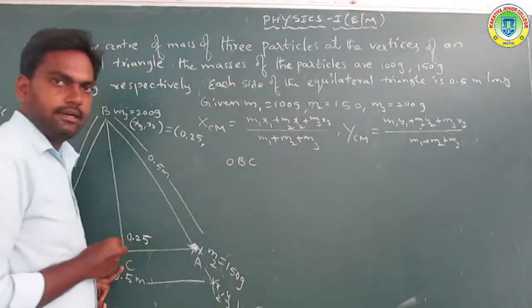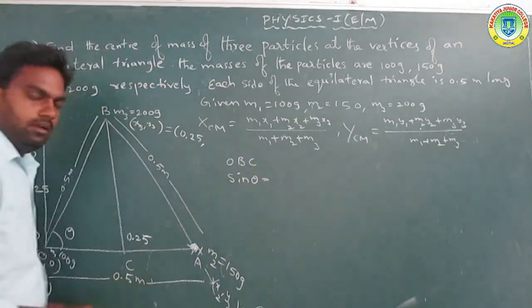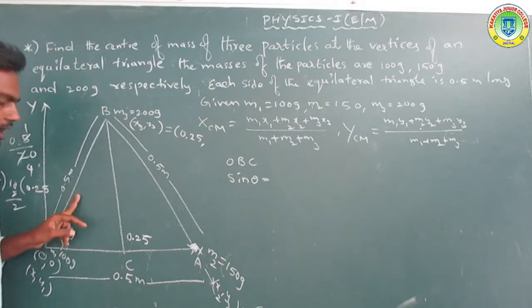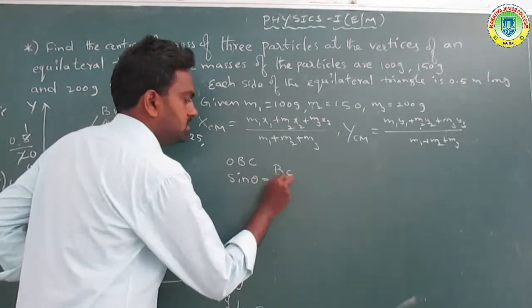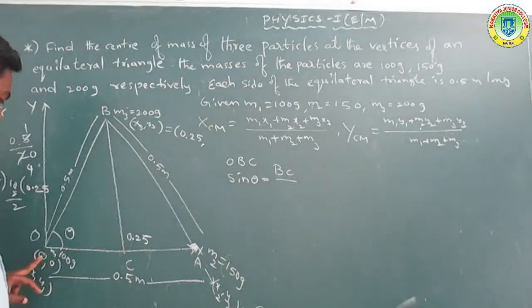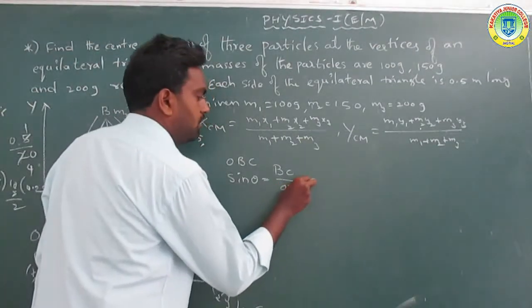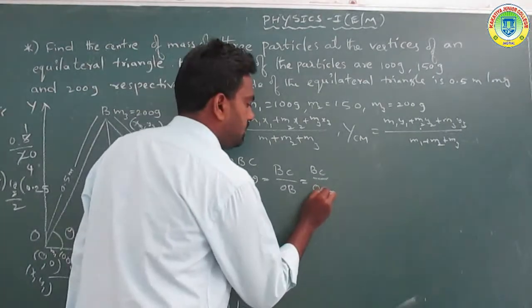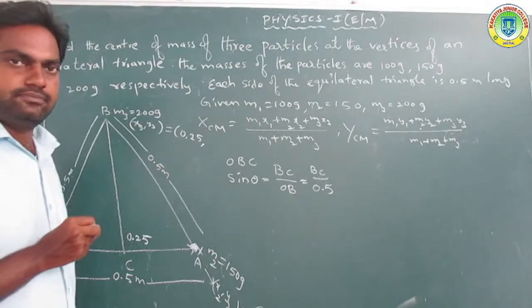In triangle OBC, sin theta is taken as opposite side by hypotenuse. The opposite side is BC and the hypotenuse is OB. So sin theta equals BC by OB, where the length is already given as 0.5 meters.